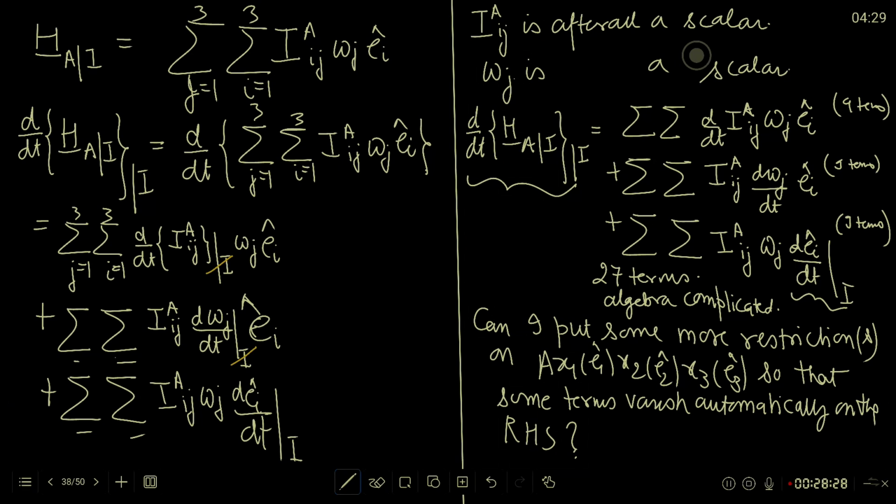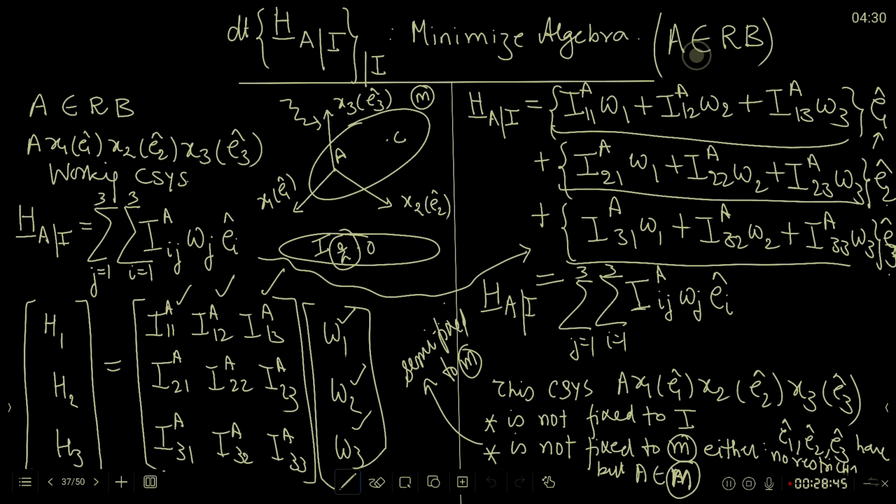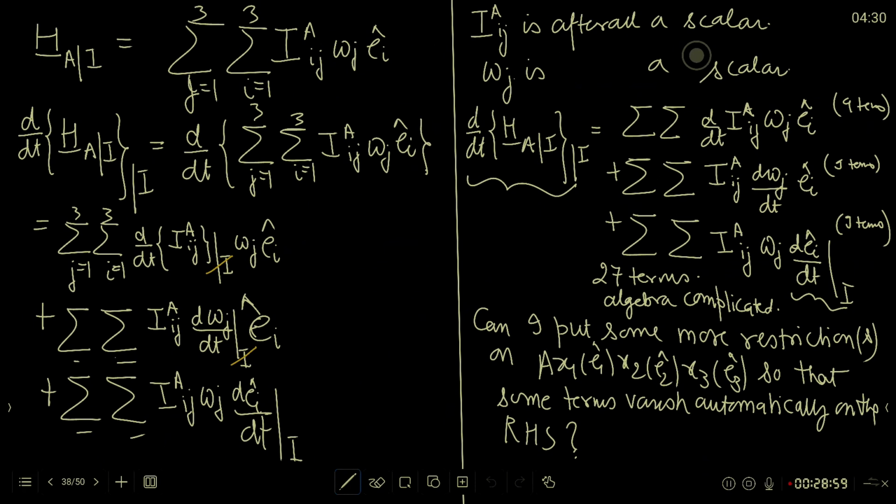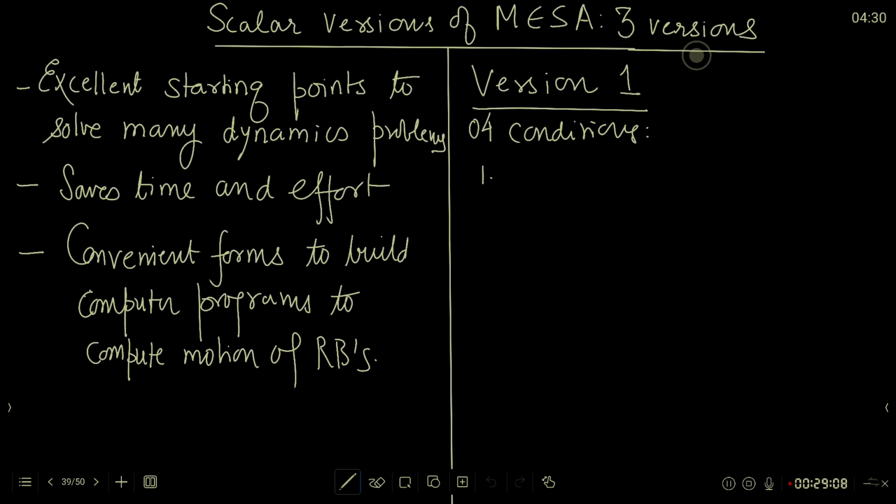The restriction is that let us make the working coordinate system completely tied to the RB. Completely tied to the RB. Here I said it is semi-fixed to M. I am saying that now let us make it fully fixed to M. What will we achieve? What can we achieve? My claim is out of the 27 terms, 9 terms will vanish if I make the coordinate system completely tied to the RB. Let me show you.